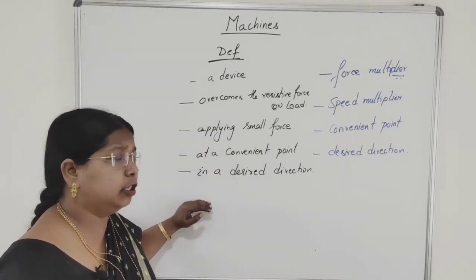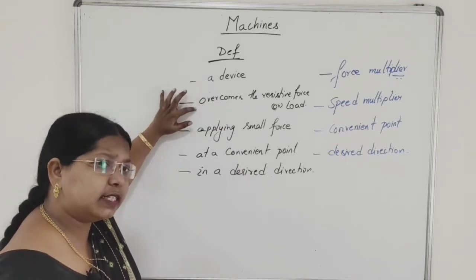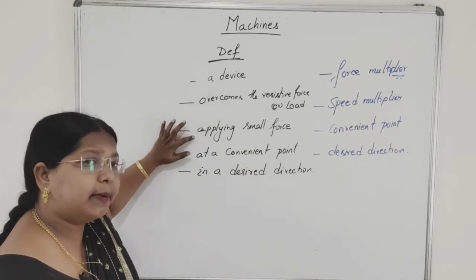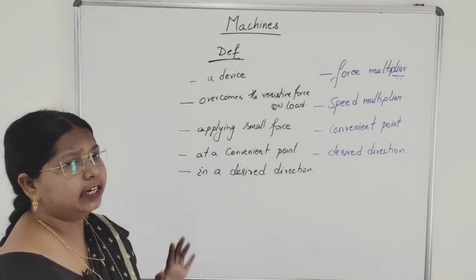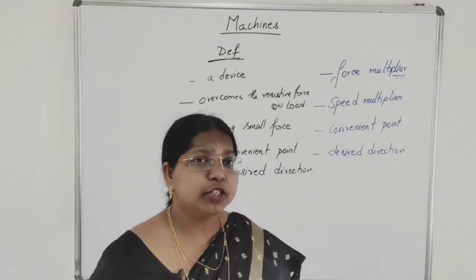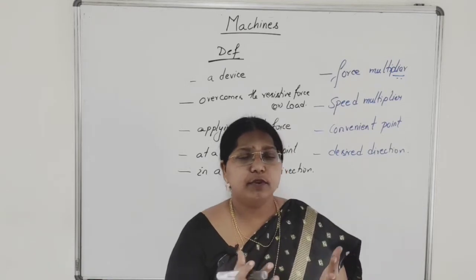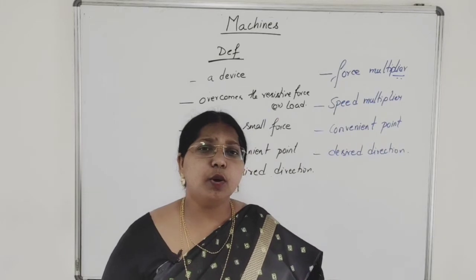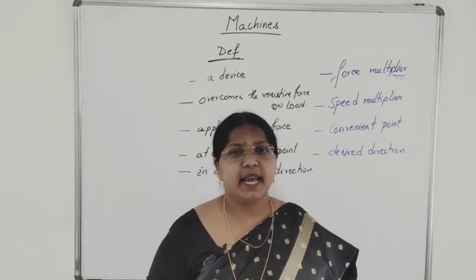Once again I am explaining. A machine is a device which can overcome the resistive force or load, either load or resistive force, by applying small force at a convenient point in a desired direction. This is the definition of machine. So this machine has all these properties. To explain which machine is acting as a force multiplier or speed multiplier, we have to know about mechanical advantage. So what is mechanical advantage?